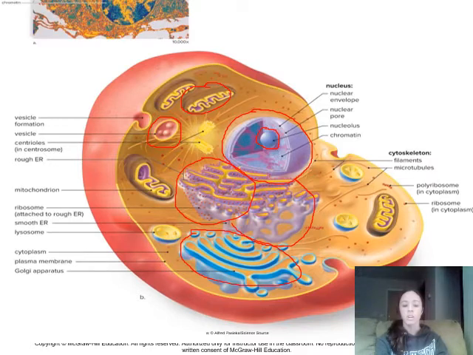And then of course on the outside we're going to have the plasma membrane. These yellow lines here are going to be our cytoskeleton. And then just like within the prokaryotic cell, these little red dots here are going to be RNA.